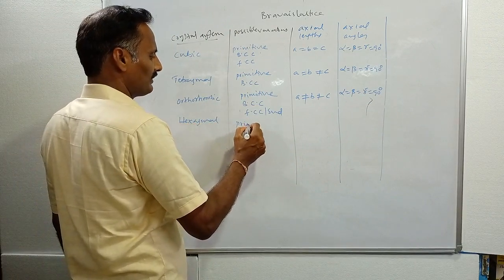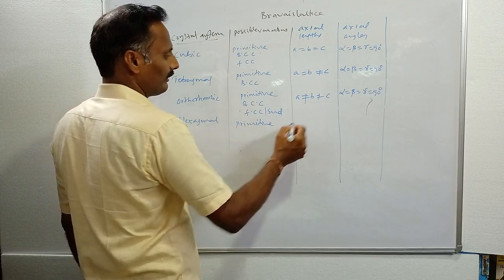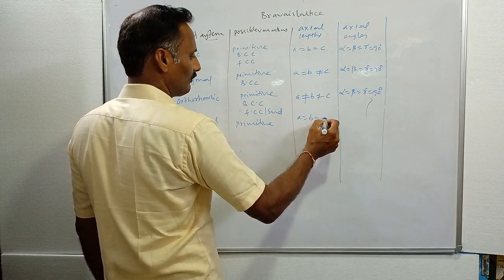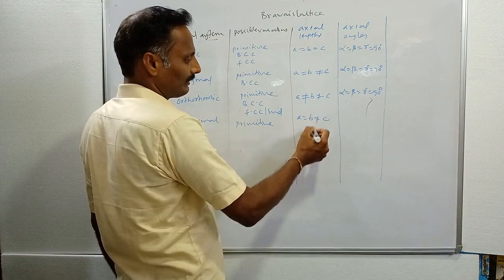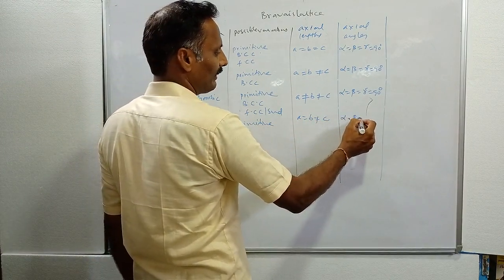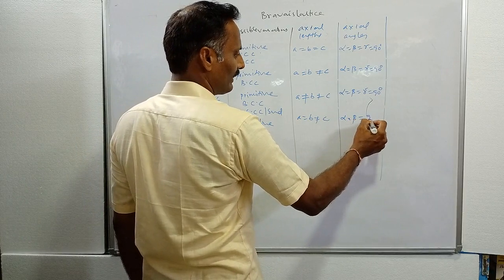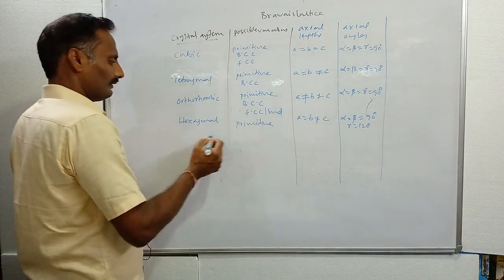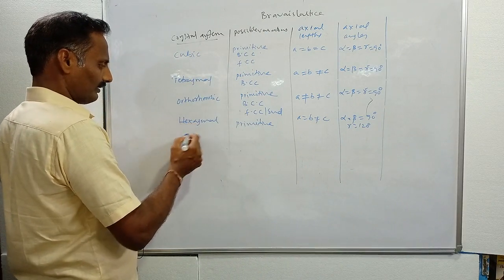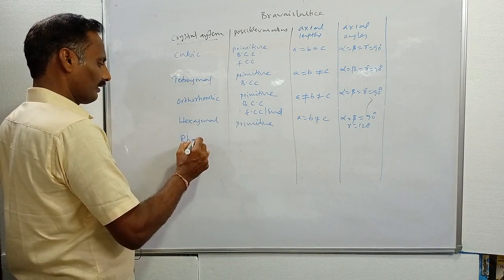Hexagonal has only a primitive unit cell. And here A equal to B and B not equal to C, alpha equal to beta equal to 90 degrees, and gamma equal to 120 degrees. After that it is rhombohedral.